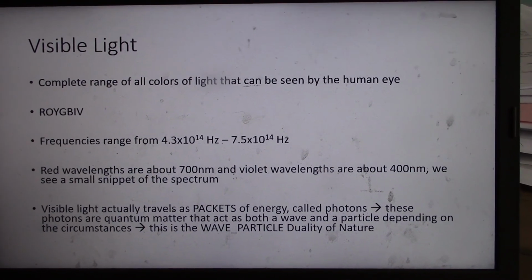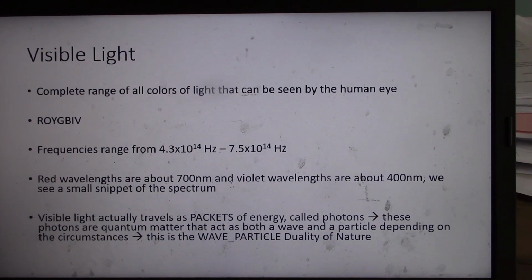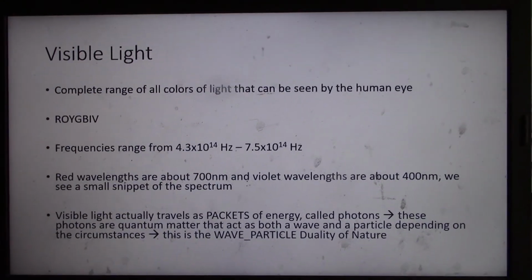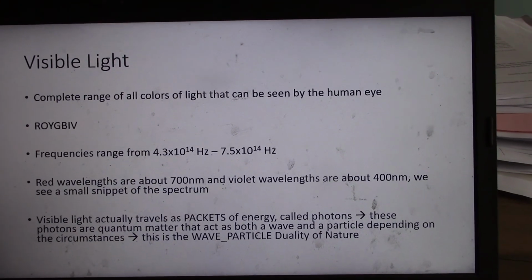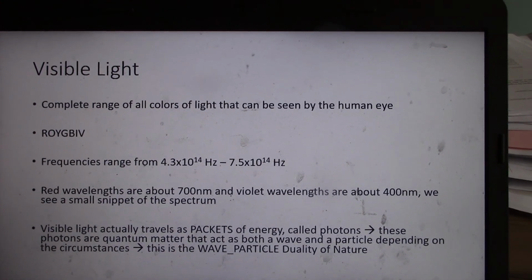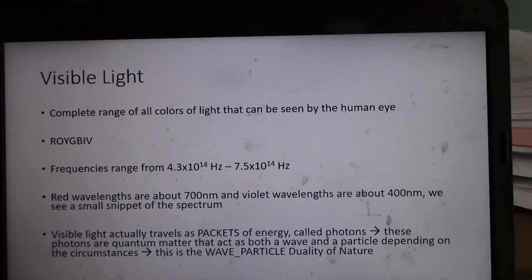Okay, visible light travels as packets of energy called photons. Actually, all of these waves do, but this is the packet of energy that we see. Sometimes they act as particles, sometimes they act as waves. So this is quantum mechanics. It depends on what we're observing. This is called the wave-particle duality of nature.